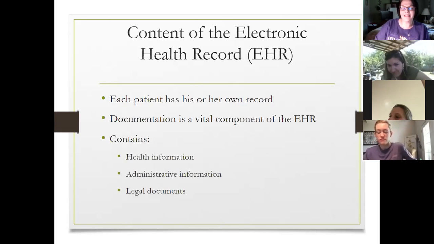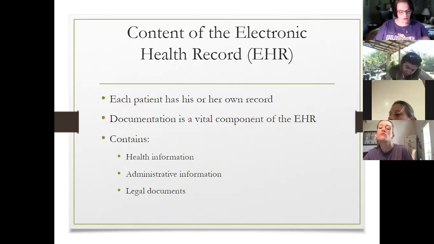Okay, each patient has his or her own record. Documentation is a vital component of the EHR, and it contains health information, administrative information, and legal documents.